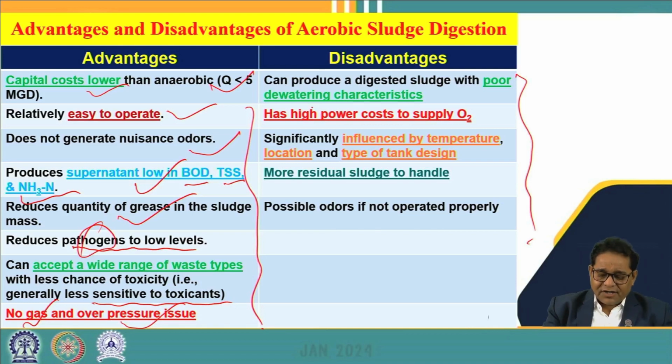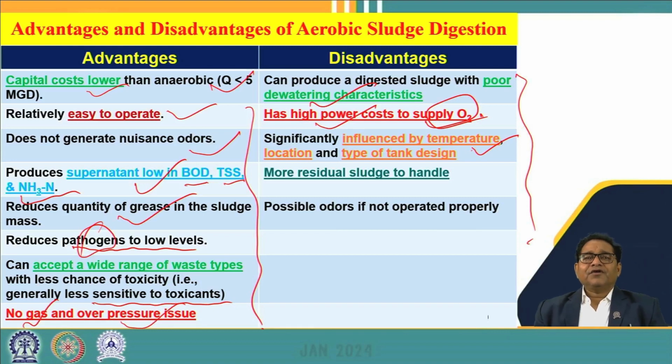It can produce digested sludge, but that has poor dewatering characteristics compared to anaerobically digested sludge. It also has high power costs because it requires a lot of oxygen supply and heating of the system, so a lot of energy is used. It is also significantly affected by the temperature and the location of the treatment plant, whether it is in a winter climate or a summer climate. So depending upon the climatic conditions, the efficiency may vary. It also depends upon the type of tank it is designed for.